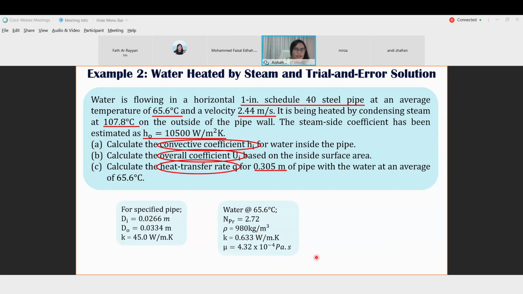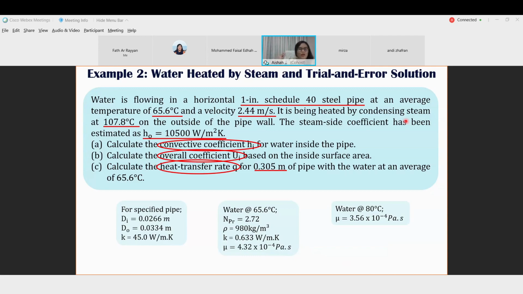Some already wrote it down, the diameter, that is. Because in this case, if you read the one above here, it's a trial and error solution. While the temperature outside is given, the outlet temperature of water is not given. If you think about it logically, even though the steam is 107.8 degrees, not all the heat from the steam will transfer into the water.